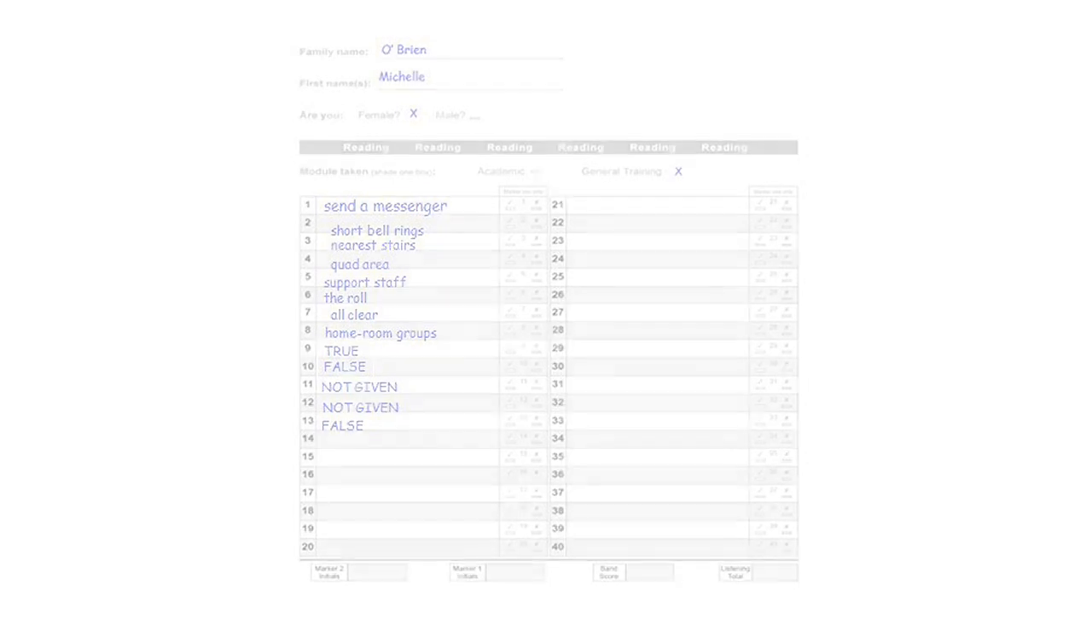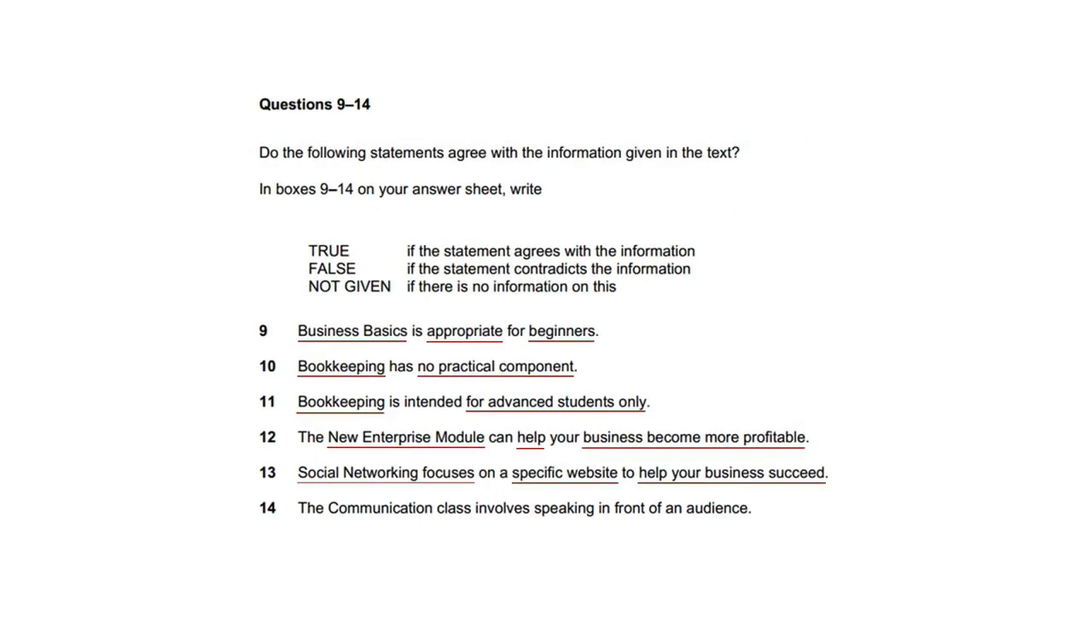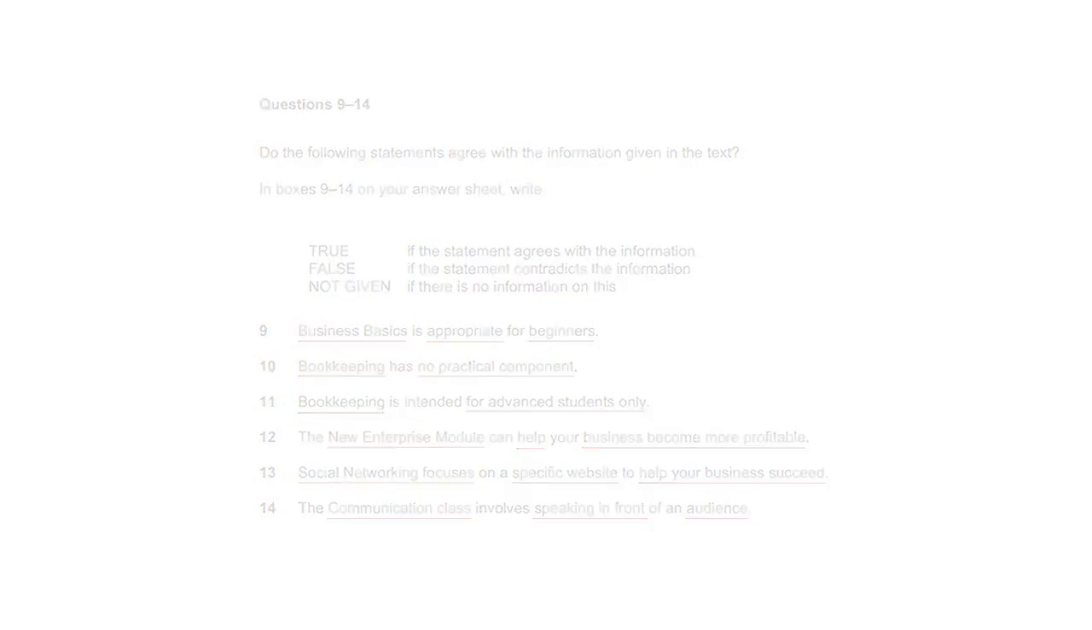Then go back and look at the 14th question on your question paper. Number 14 states, the communication class involves speaking in front of an audience. We need to work out whether this statement is true, false, or not given based on the information given in the text. So first, underline any keywords. I would underline communication class, speaking in front of audience.